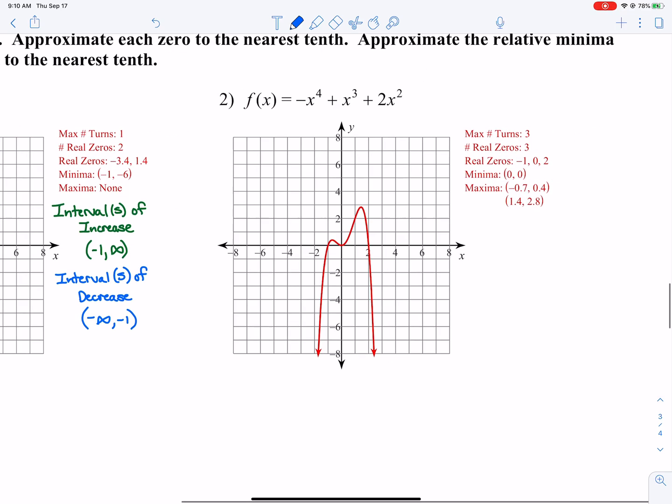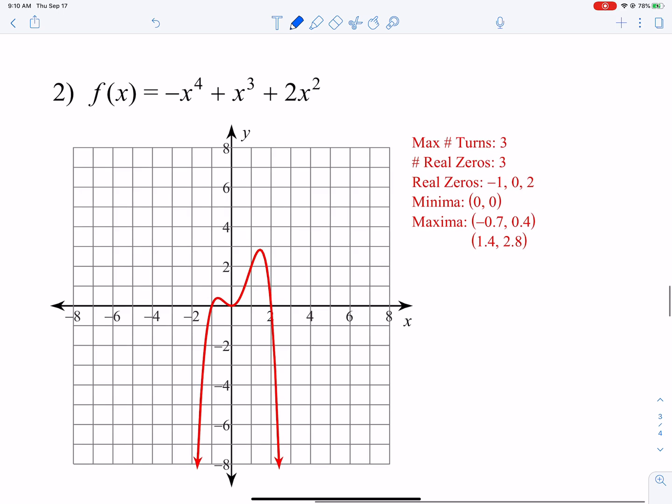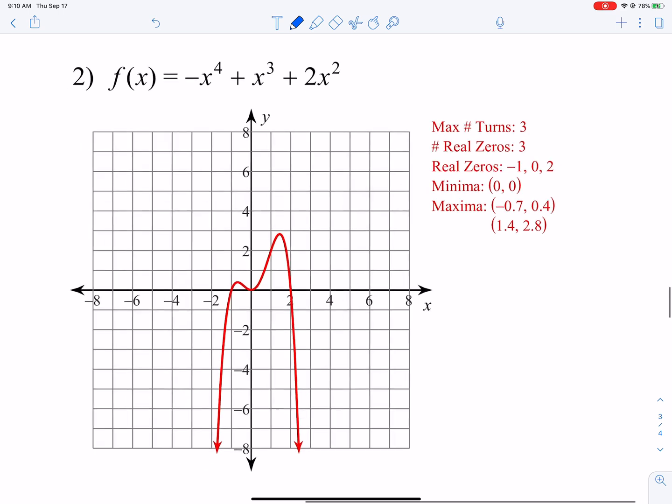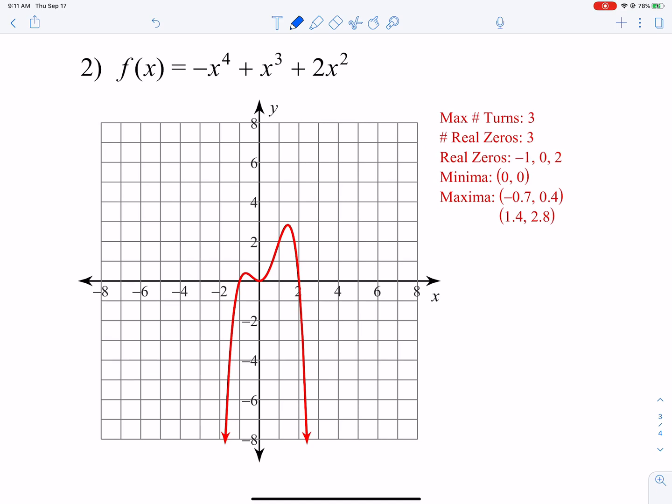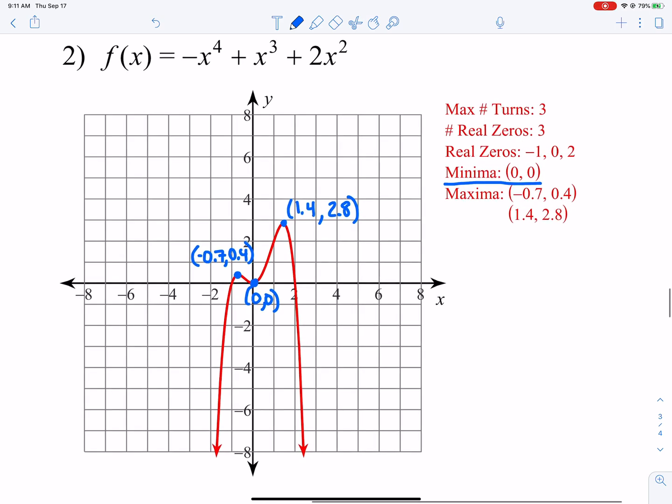Okay, let's look at another example. So this polynomial is already on my graph. I've got all this good information over here, but really the turns of the graph are what helps me pick out my intervals. So I'm going to put that we had a minimum value. They've noted over here was 0, 0, and you can see that on the graph. We had 2 maximum points. There was one at negative 0.7 and 0.4, and another one located at 1.4, 2.8. Okay, so those always help, and they're already picked out for you for this example, so that's nice.